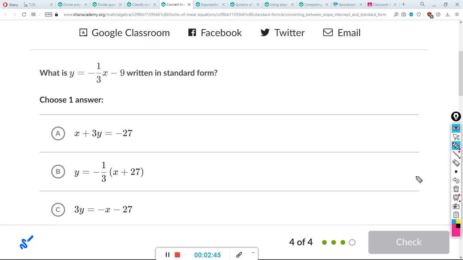Alright, so again, we're trying to get standard form. Okay, that means x and y is on the left and the constant term is on the right. So already just looking at these, I can tell it's not B, because in answer B, x is on the right hand side of the equal sign. Also answer C, x is on the right hand side of the equal sign. So it's not B or C.